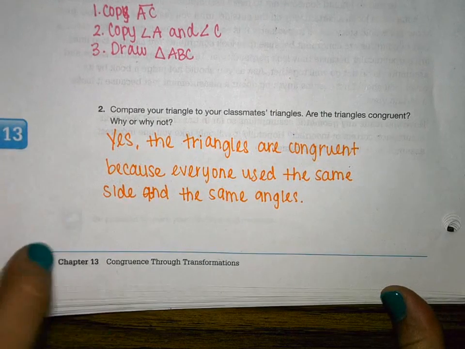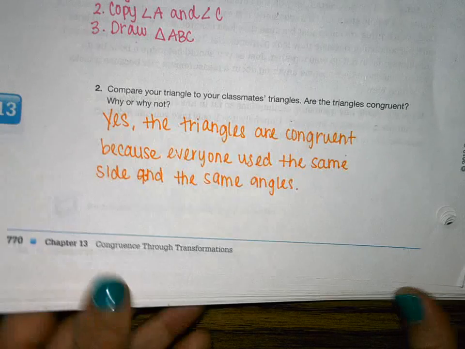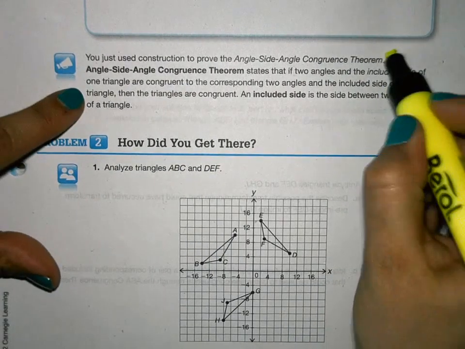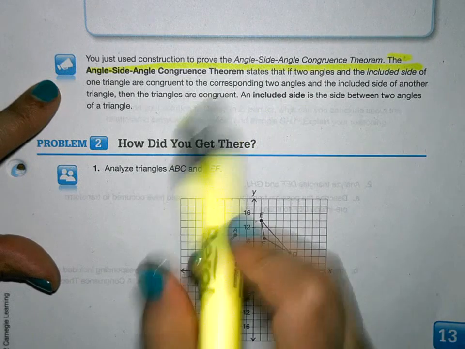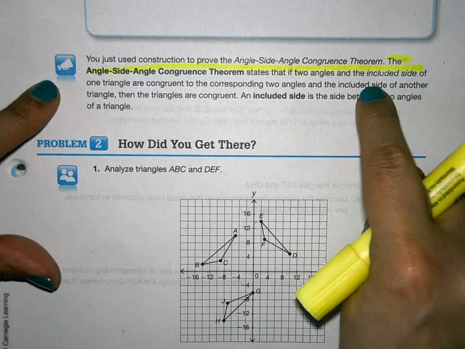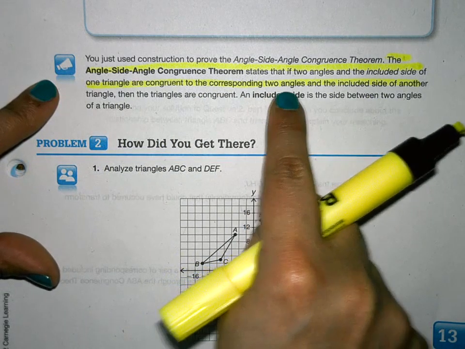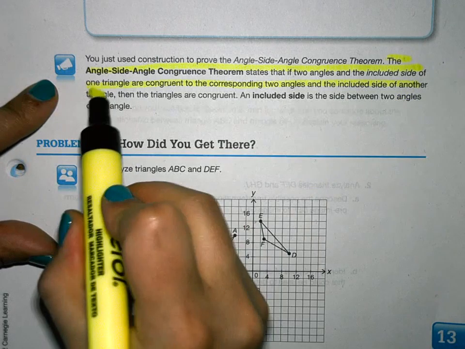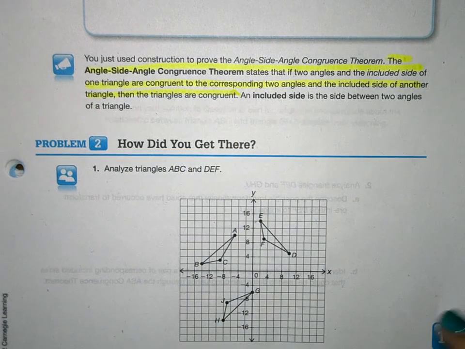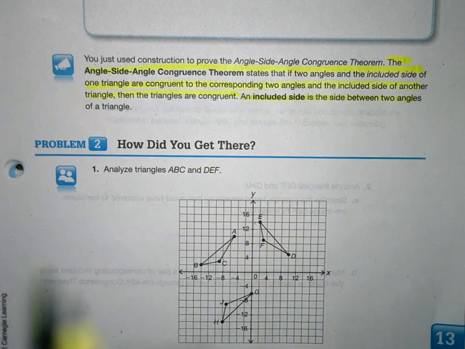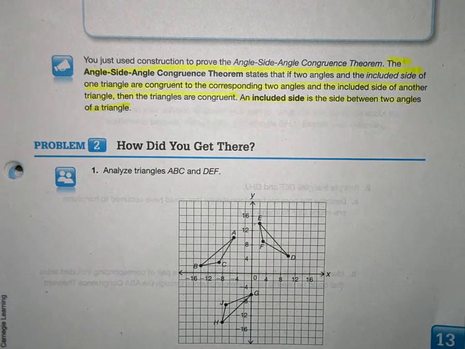That is called the angle-side-angle congruence theorem. So let's read what that says on the next page. So it says, the angle-side-angle congruence theorem states that if two angles and the included side of one triangle are congruent to the corresponding two angles and the included side of another triangle, then the triangles are congruent. So it has to be two angles and then the side in between those two angles. So it can't be two angles on any side, it has to be the side between the two angles. The included side is the side between two angles of a triangle. So you must have both.